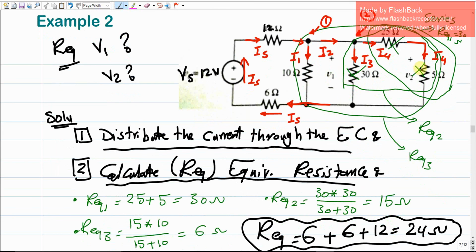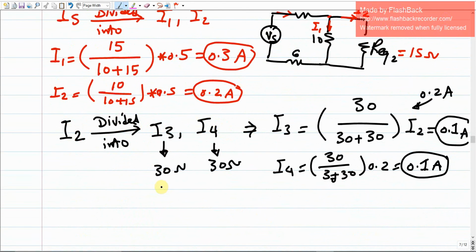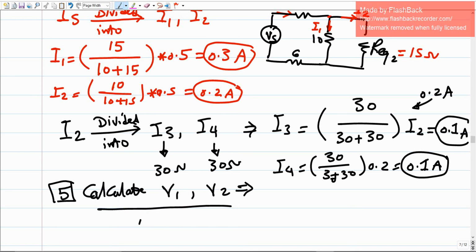Now, how much is V1 and V2? V1 is going to be I3 times 30, and V2 is going to be I4 times 5. So simply, this is step 5, just to calculate the unknown or the requirement, which is our V1 and V2. So V1 should be I3 times 30. I3, we got as 0.1, times 30, which is gonna give us 3 volts.